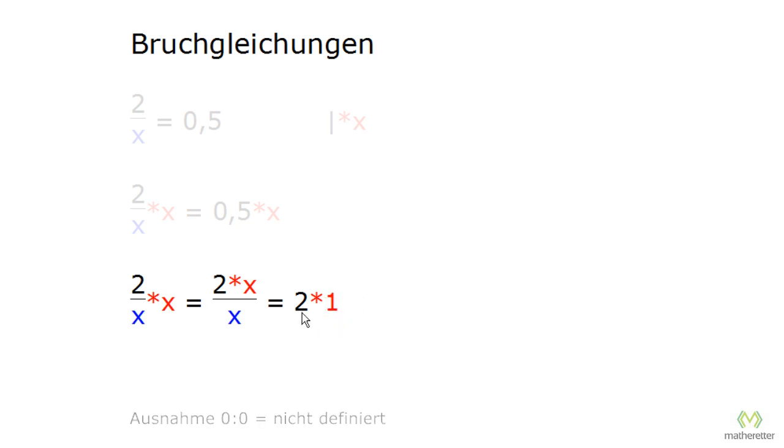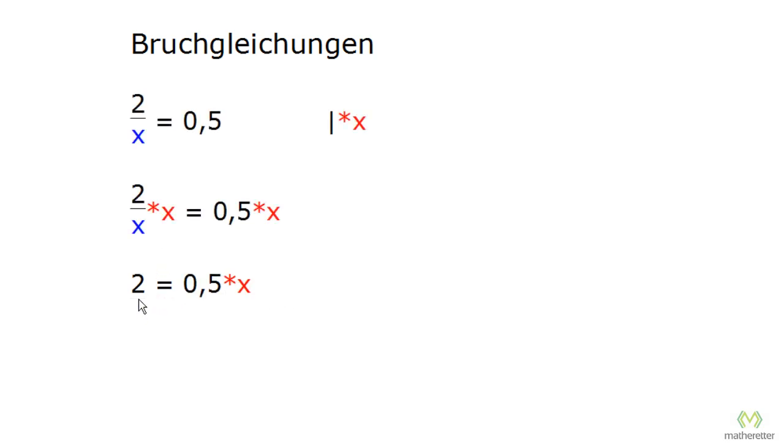And 2 times 1 is of course 2. Good, so now that this transformation is done, we continue with our equation. Now we have 2 on the left side and 0.5 times x on the right. And now we want to get the x alone, that means we have to get rid of the 0.5 here.